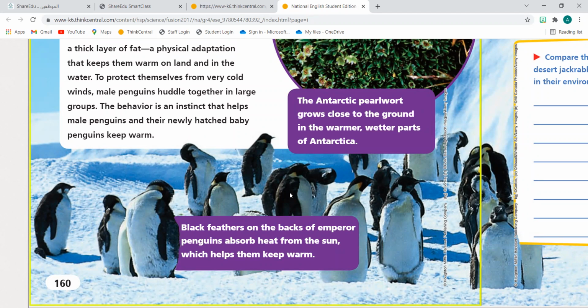Do you know that dark colors absorb heat or absorb light? Yes, they have black feathers on their back, so they can absorb heat during the day and be warm during winter, which keeps them warm. So black feathers on their back absorb heat from the sun and keep them warm.